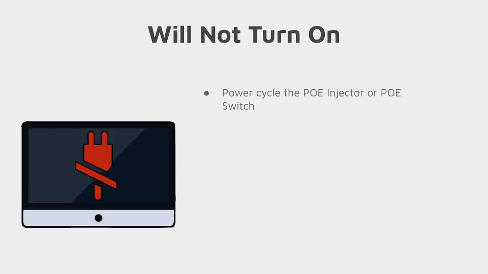So, a couple things that I would do before really getting too deep into troubleshooting when you have a device that will not turn on. You want to make sure you power cycle the POE injectors and the POE switches. It's just something good to cross off the list. Typically it'll be a little bit more beneficial for switches, just because they're more complex devices. They do a little bit more, and they have a higher tendency to lock up.